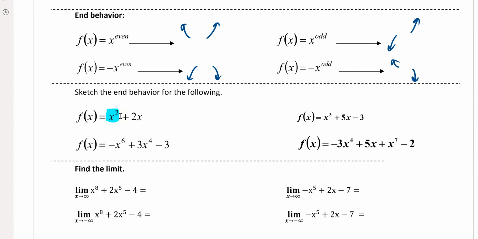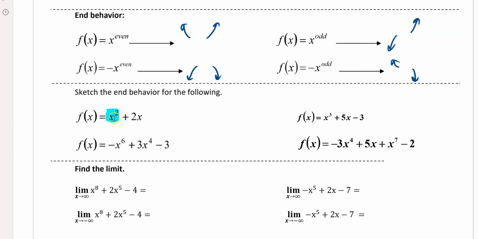Think about it this way. You see someone who has $1 million. This guy has 2 million. If I were to plug in 1 million, this person has $2 million. This one has 1 million squared. That is 6 zeros times another 6 zeros, that's 12 zeros. This person is almost a million times richer than this person.